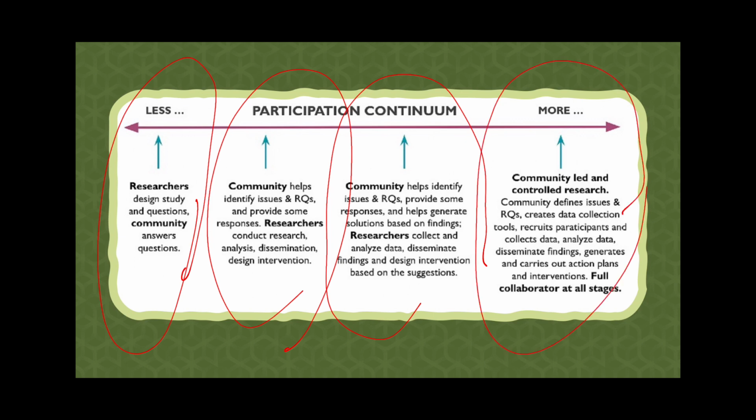But in full participation, this is a community-led and controlled research. So the community defines the issues, creates data collection tools, recruits participants and collects data, analyzes, disseminates findings, and generates and carries out action plans and interventions. They are full collaborators at all stages.